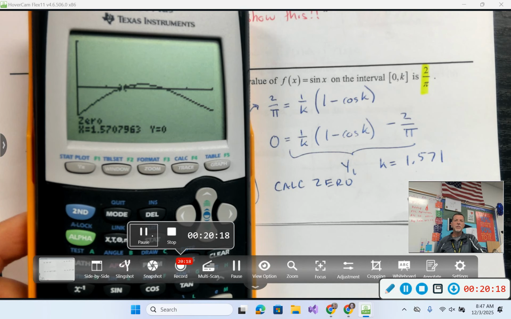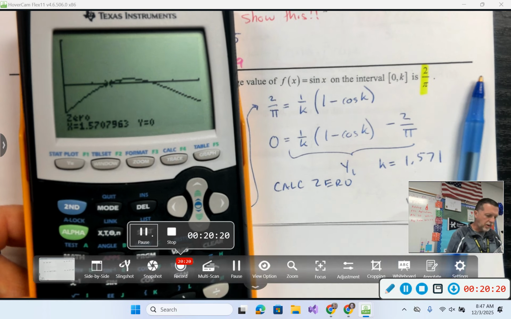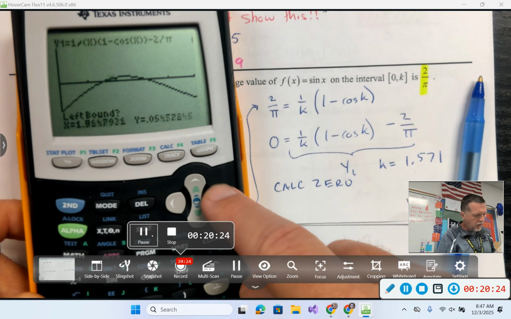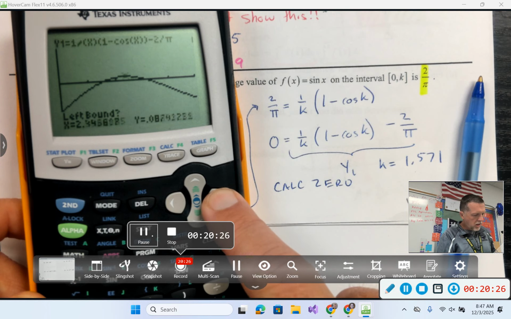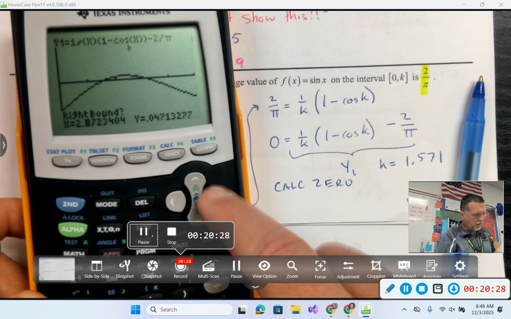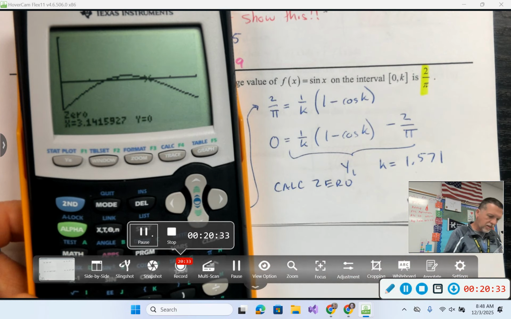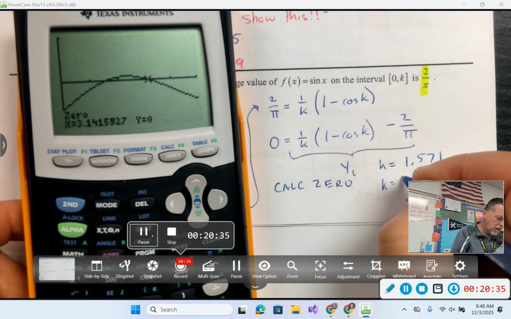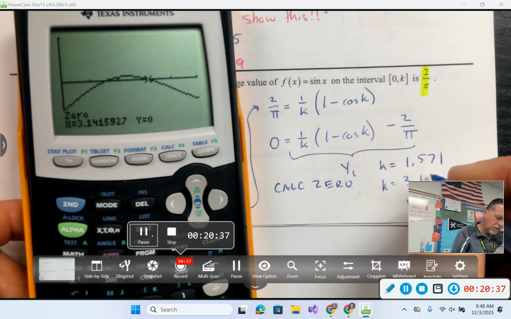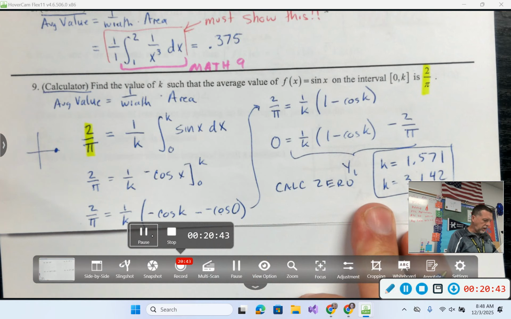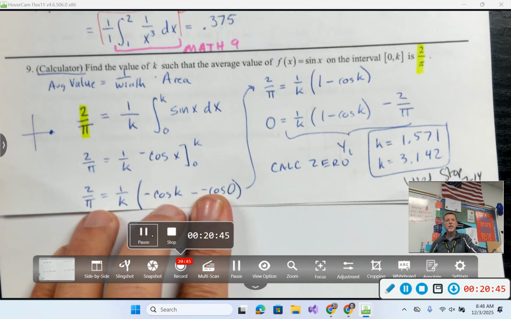That might be pi over 2. I don't know. Doesn't matter. Go find the other answer. Second calc, 0, left bound, right bound, guess. Oh, that's definitely pi. So 3.142. So apparently either one of those answers would work.